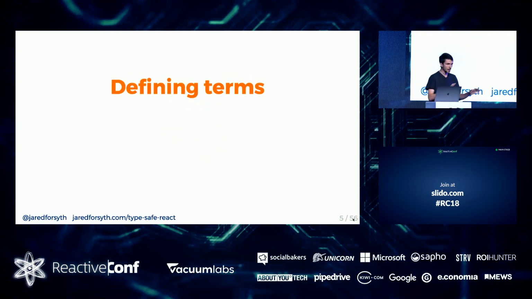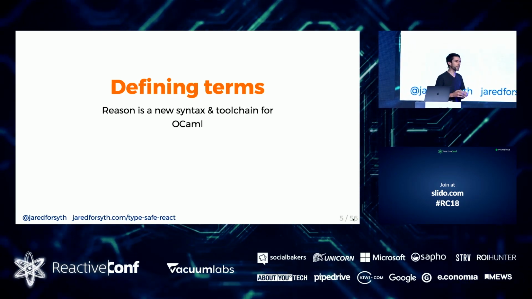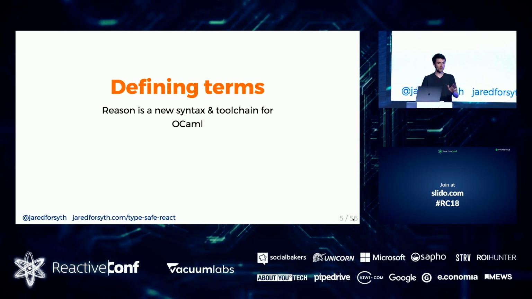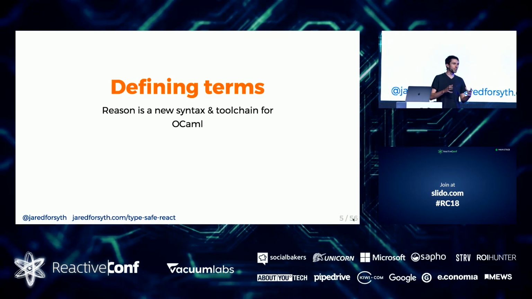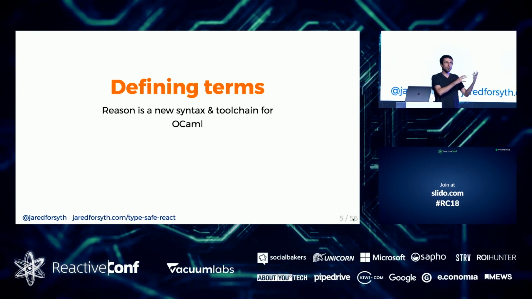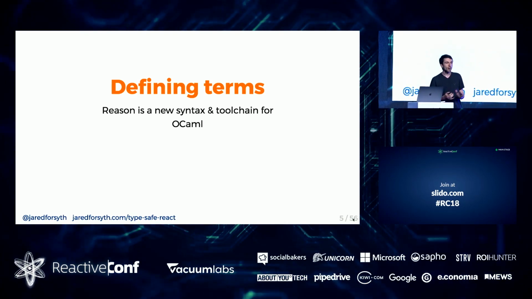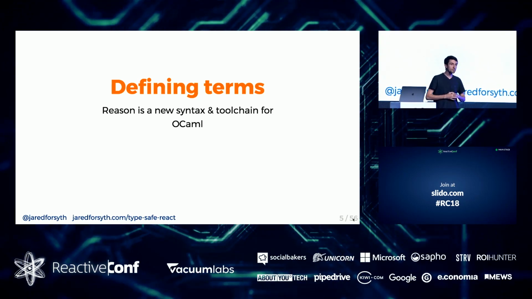Now, to define some terms, you might be asking, what in the world is Reason, right? Reason is a new syntax and tool chain for OCaml, which for many of you brings up a new question: what is OCaml? OCaml is one of those languages that you'll find on blog posts that are like 5 languages that will change the way you think about programming. Right? On there is Haskell and probably a Lisp, maybe Clojure, and OCaml comes up a lot as well.